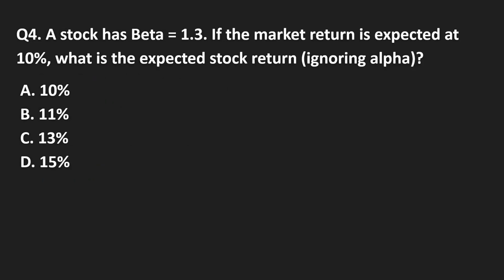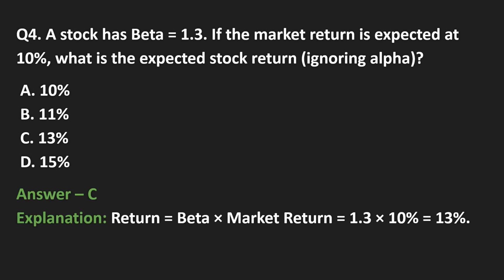Next question. A stock has beta of 1.3. If the market return is expected at 10%, what is the expected stock return? Option A, 10%. Option B, 11%. Option C, 13%. And option D, 15%. Correct answer is option C, 13%. Return equals beta into market return. That is 1.3 into 10% is equal to 13%.